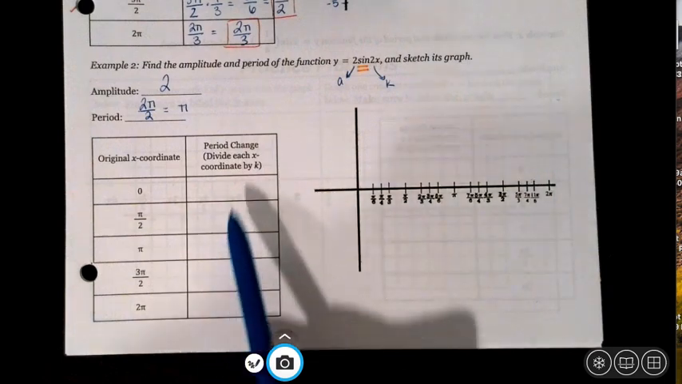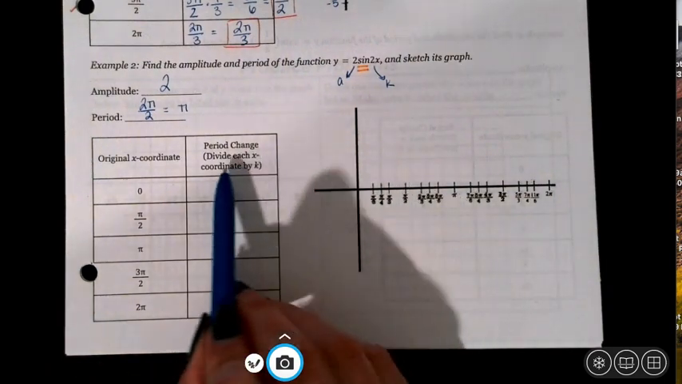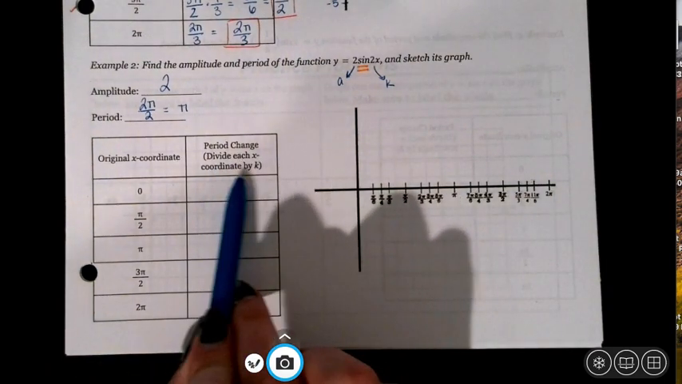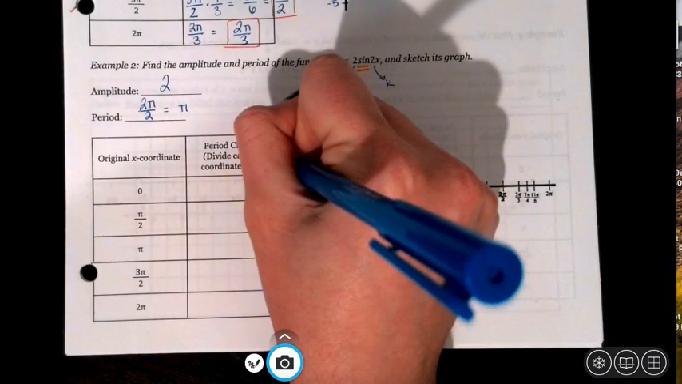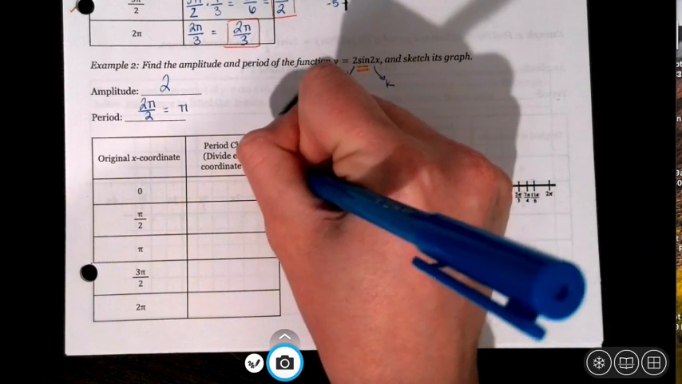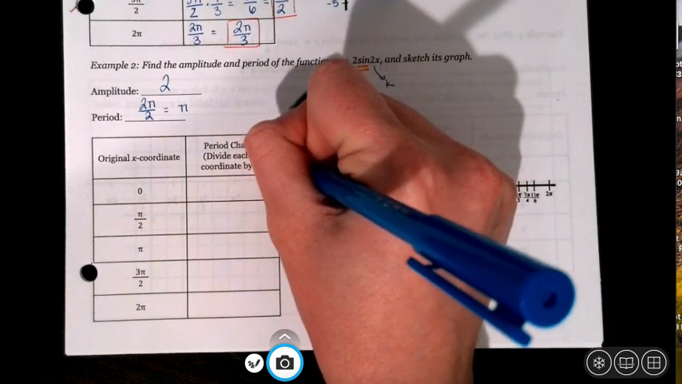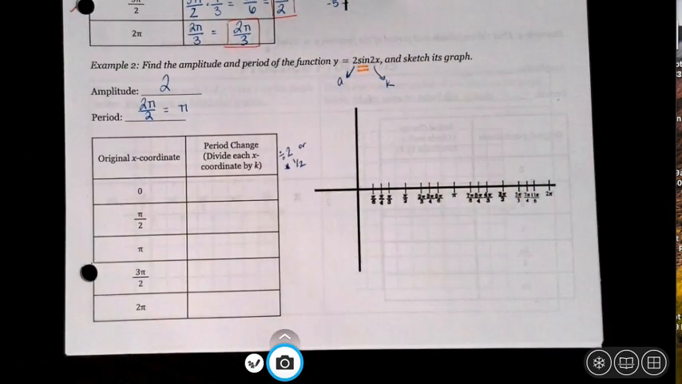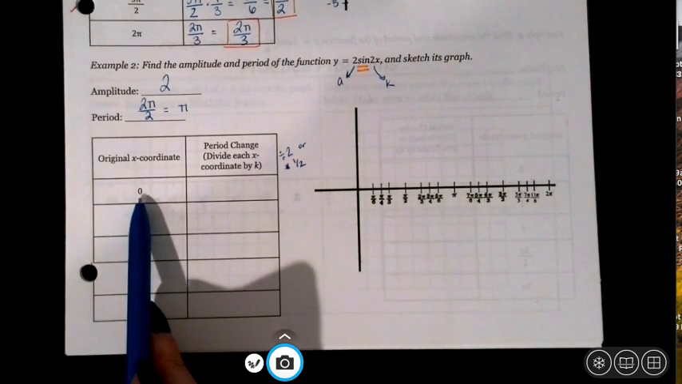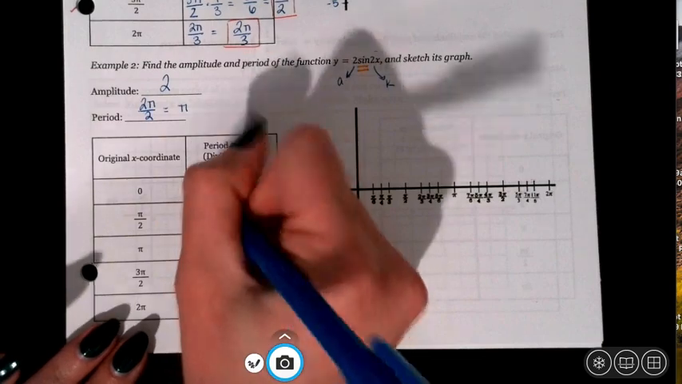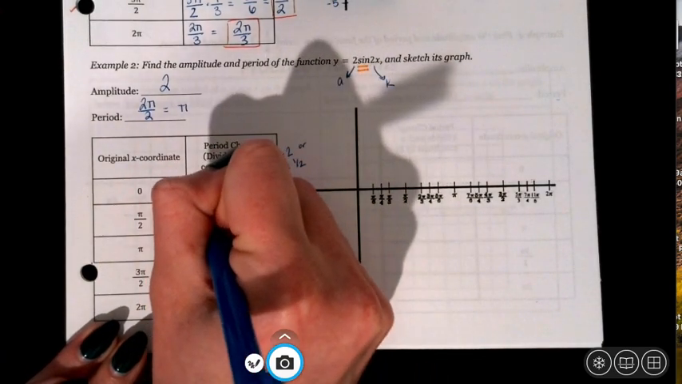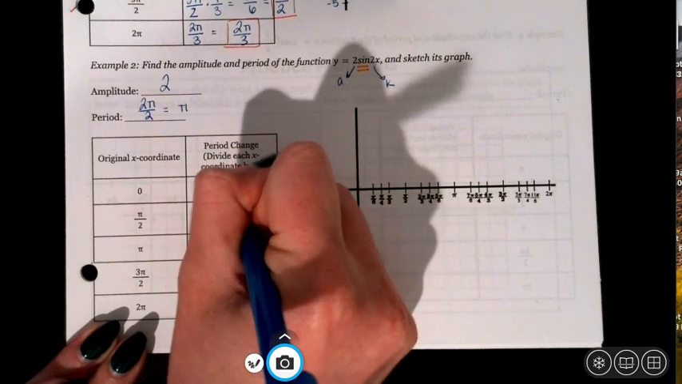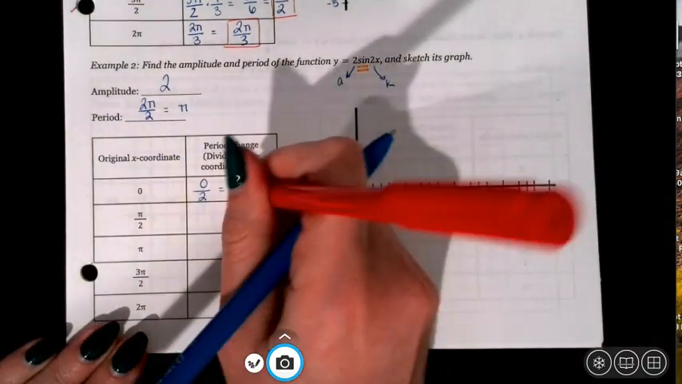So I'm going to fill in this table first. So I'm dividing each x coordinate by k, and we said k was 2. So I am dividing by 2, or I can multiply by 1/2. Those are mathematically equivalent. So to start, I have x. So I'm going to take my 0, my x coordinate, and I'm going to divide it by 2. 0 divided by 2 is still 0. So that one does not move.